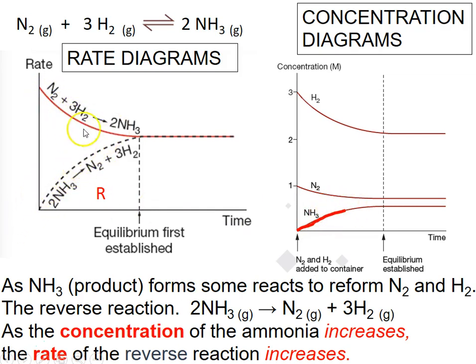So these two, the forward and the back, this is fast and then slowing, this is slow and then speeding up. Eventually they both become the same rate. Once you're forming ammonia and breaking it apart at the same rate, then you're not making any more product or losing any more reactants. And so from this time on, you're at equilibrium. So these straight parts of the graph are equilibrium.